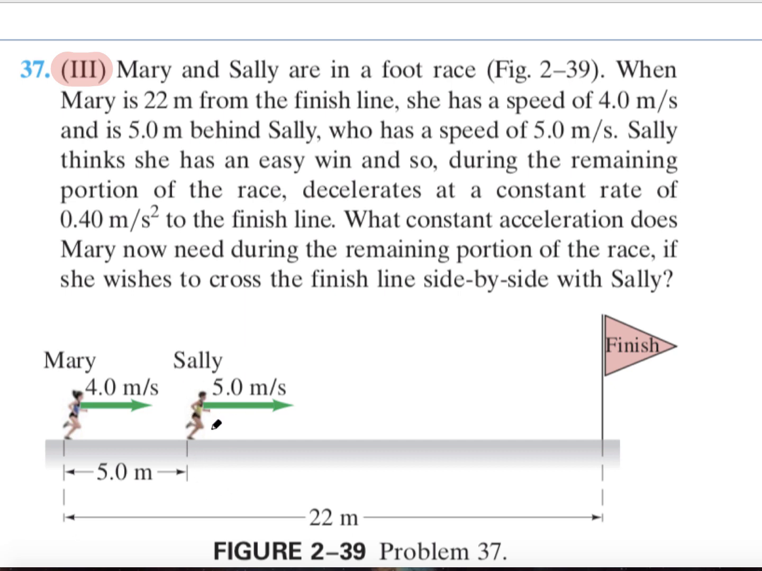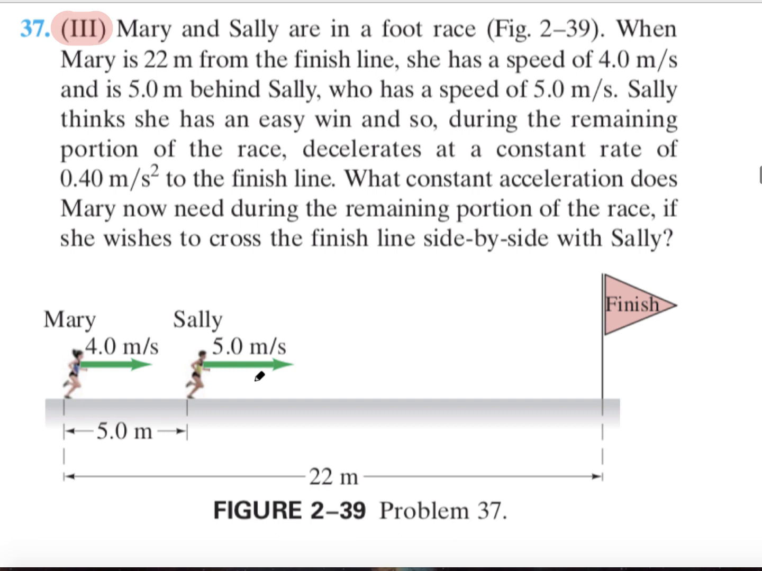So Sally thinks she has an easy race and slows down at a constant rate of 0.4 meters per second for the remainder of this race. So she has an acceleration of 0.4 meters per second squared. I'll call this a Sally, and that's negative because it's going against her velocity. If Mary wants to finish at the same time and place as Sally, what does her acceleration need to be in order to do that?